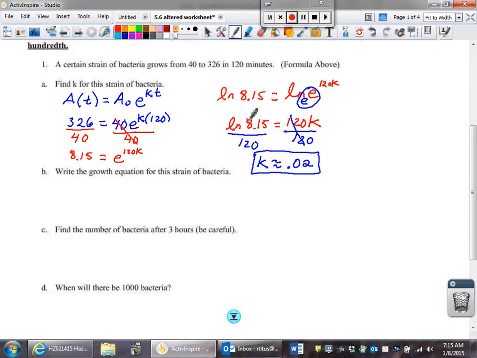I want to make sure you know when you put it into the calculator, you open a parenthesis after you press natural log here. You have to close the parenthesis here before you hit divide. Otherwise, it's going to treat all of this as the argument. It's only the 8.15 that is the argument.